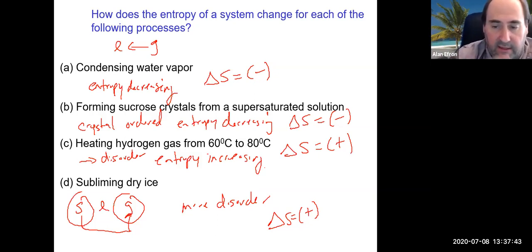Going to be flying around a lot faster, creating a lot more disorder, and we would see that positive increase in the entropy value. And sublimation is that process where we do go from solid, which again is very ordered, to gas, where again everybody's flying around, to a lot more disorder.